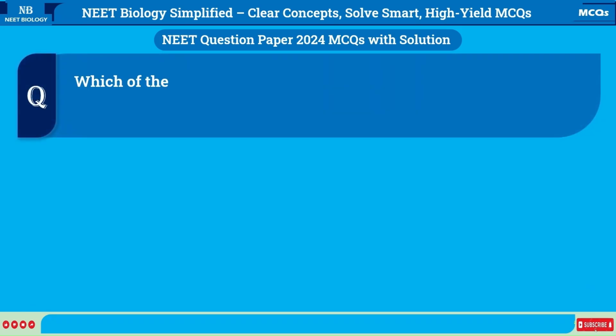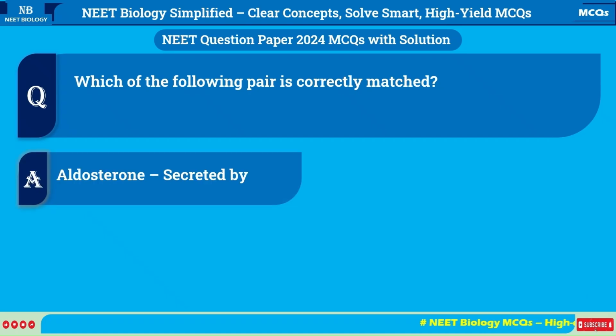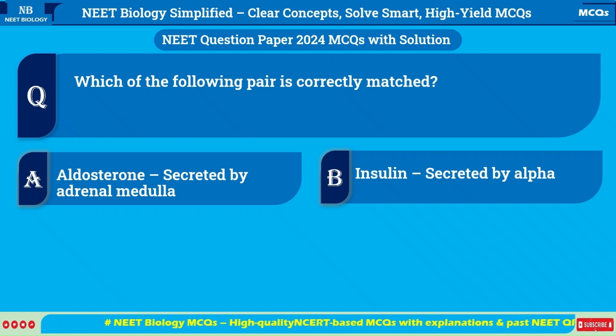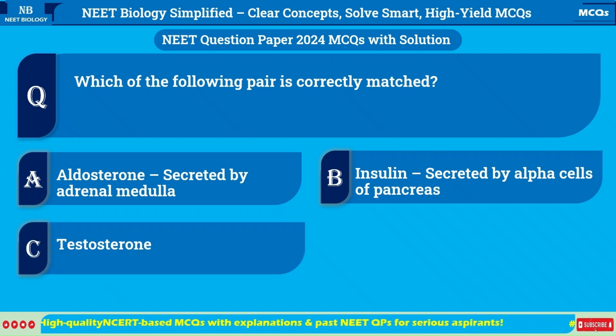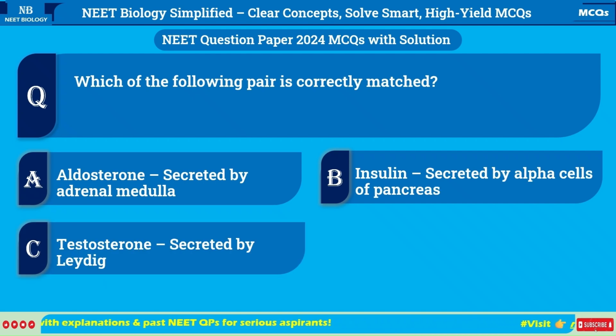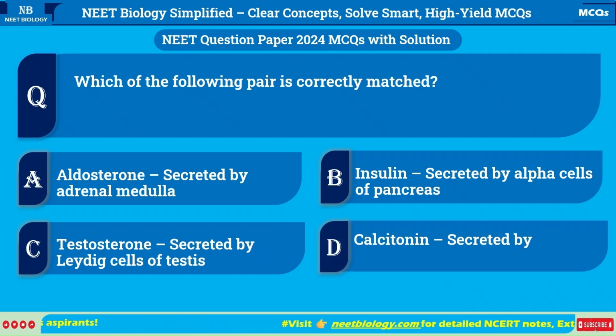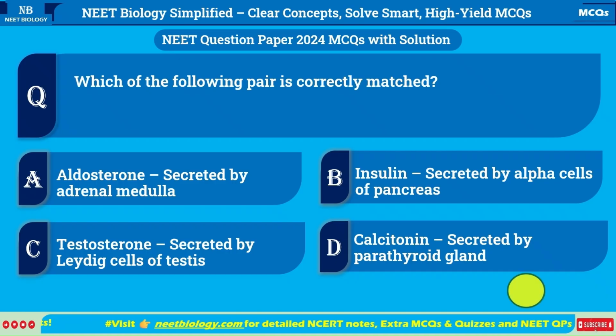Which of the following pair is correctly matched? A. Aldosterone, secreted by adrenal medulla. B. Insulin, secreted by alpha cells of pancreas. C. Testosterone, secreted by Leydig cells of testis. D. Calcitonin, secreted by parathyroid gland.